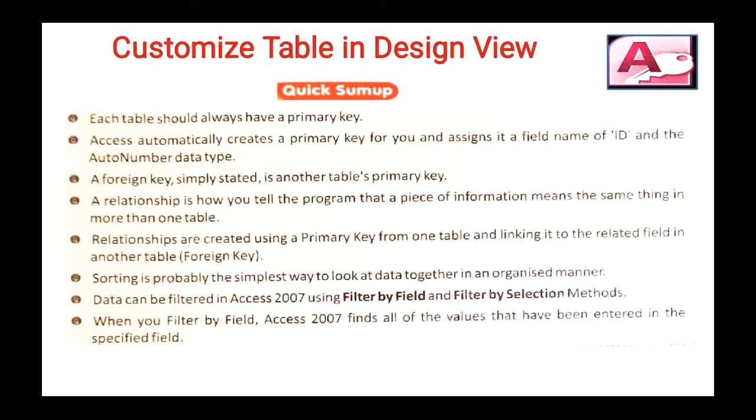Sorting is probably the simplest way to look at data together in an organized manner. Data can be filtered in Access 2007 using filter by field and filter by selection methods. When we filter by field, Access 2007 finds all of the values that have been entered in the specified field.